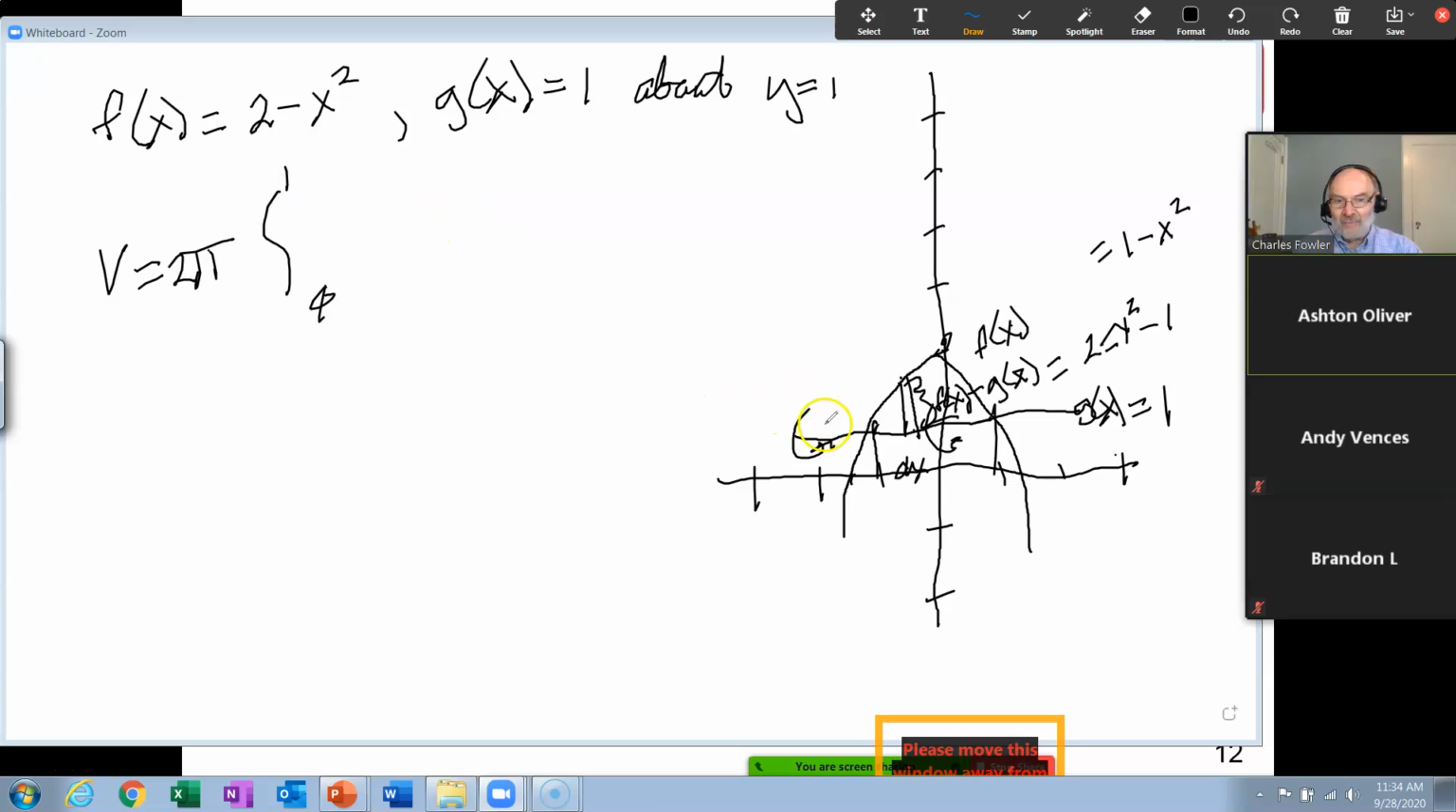Okay? And what's your radius? 1 minus x squared. And, oh wait, that's your radius squared dx. Okay? So that's even going to be more symmetric. I mean, it's still symmetric because you're squaring that. Your radius, this is your radius.